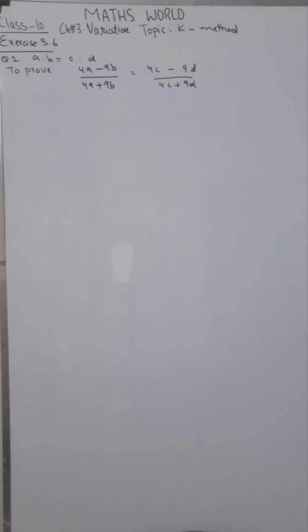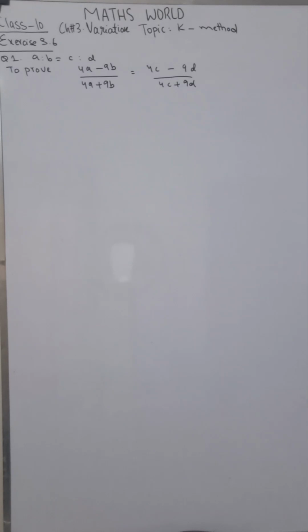So guys, today we are going to discuss the K method. What is the K method? I'm going to tell you. Question: if A ratio B equals C ratio D, prove that (4A minus 9B) divided by (4A plus 9B) equals (4C minus 9D) divided by (4C plus 9D). What are you going to do?